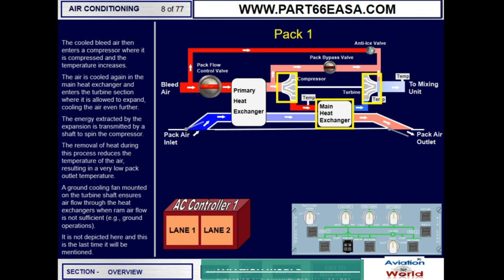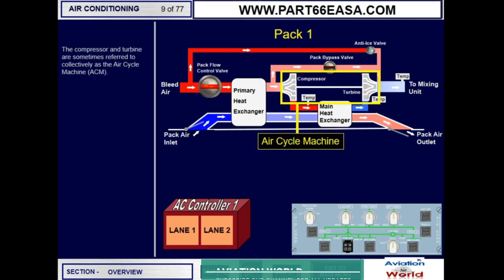The cooled bleed air then enters a compressor, where it is compressed and the temperature increases. The air is cooled again in the main heat exchanger and enters the turbine section, where it is allowed to expand, cooling the air even further. The energy extracted by the expansion is transmitted by a shaft to spin the compressor. The removal of heat during this process reduces the temperature of the air, resulting in a very low pack outlet temperature. The compressor and turbine are sometimes referred to collectively as the air cycle machine, or ACM.